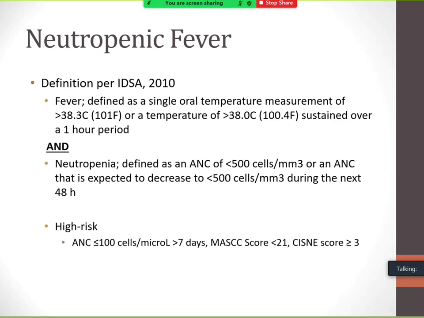Like we talked about, the IDSA definition of neutropenic fever is the one that's adopted pretty much across the board, including the NCCN. We already mentioned all that. The higher risk patients that the IDSA clarifies are neutrophil count less than 100 for over 7 days, a MASCC score of less than 21. I'll put it up there, but it's basically something you can go through to say what's this patient's risk of progression to overall mortality and bad outcomes. Same thing for the CISNE score.